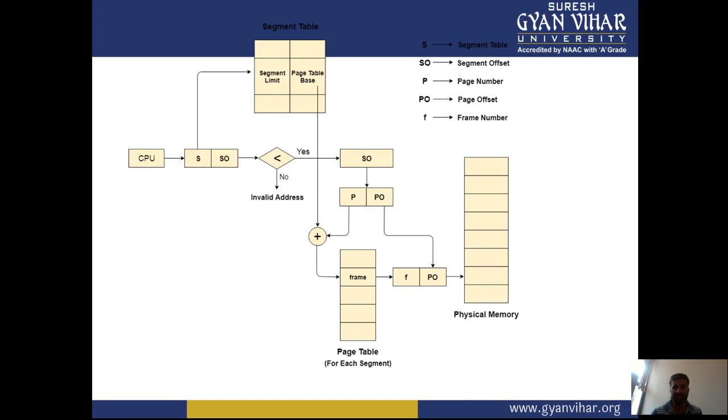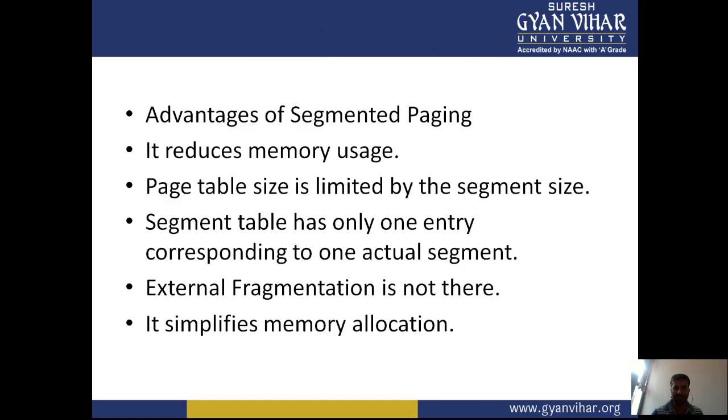So there is a segment, then it can move on to the segment limit as well as the segment table and page table base. If it is okay, then it moves again to the frames and represents the physical memory. With the help of a certain page offset and page number we can find it out.